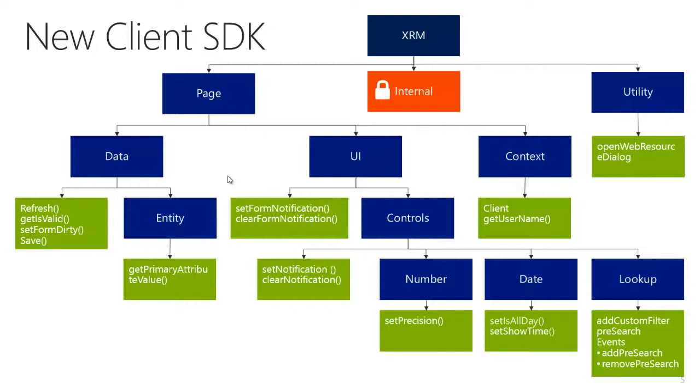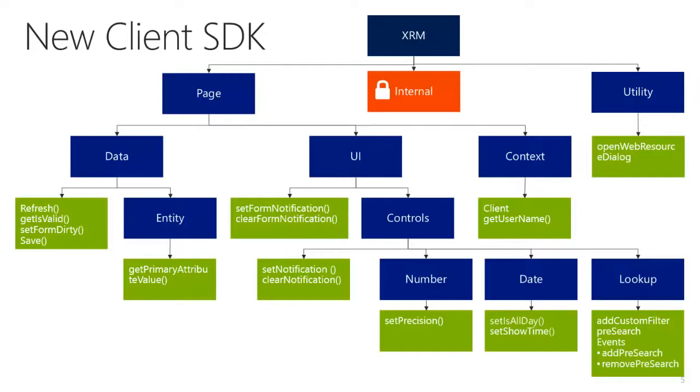So this would help with data validation scenarios, since you can set the notifications right next to the control on demand and clear them. Specific to controls, again, we can further split out the changes based on the type of attribute that you're trying to perform some logic against. So specifically for numbers, now you can override the precision set by invoking the set precision method.